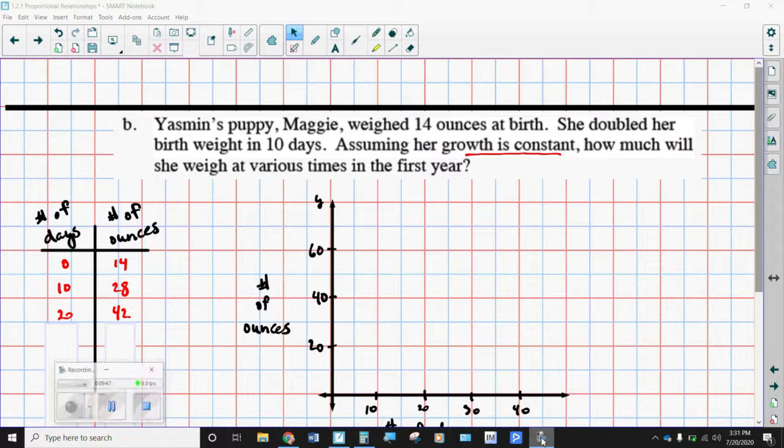So I'm going to pause the video. You pause the video yourself, and when you've completed B and C, go ahead and unpause, and we'll move forward.